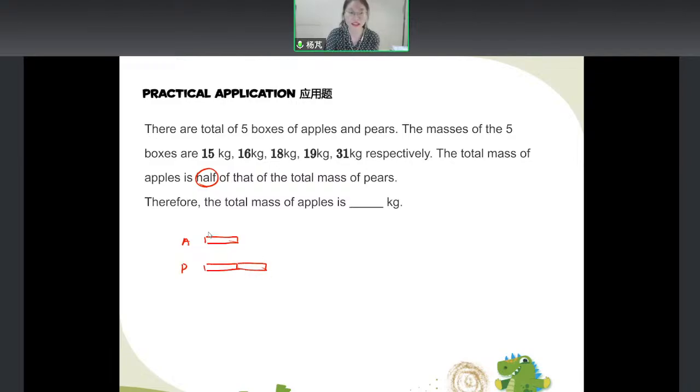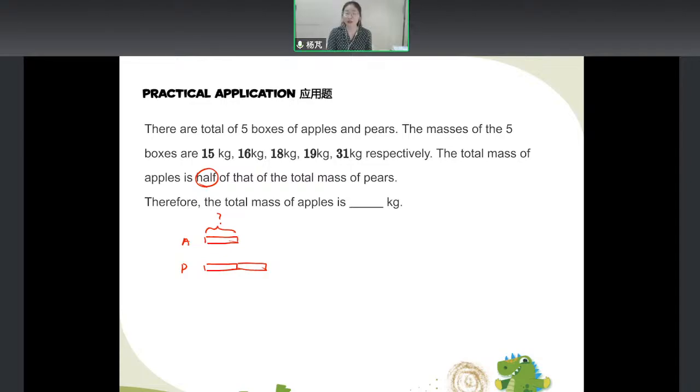The question is asking the total mass of the apple. Asking about this part. But the problem is, we don't know any more information on this model. So how can we do? Try to find some information. If we don't know the mass of the apple, can we find the mass of the pear? Cannot. Or can we find the difference of the apple and the pear? We just know it's 1 unit. We cannot know what exact number.